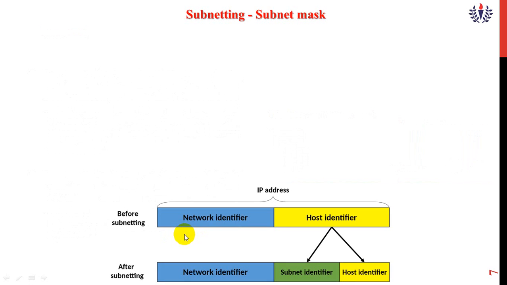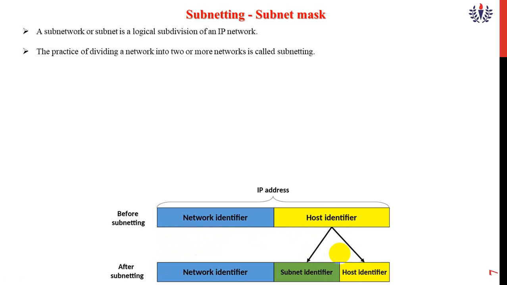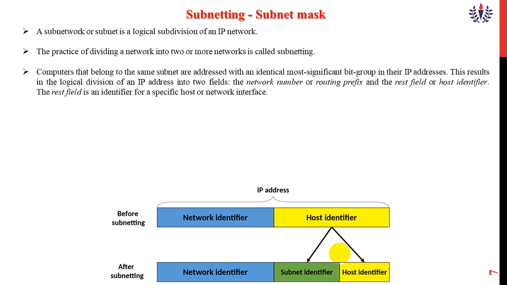Subnetting, subnet mask. You see here the combination of network identifier and host identifier called an IP address. But after subnetting, what happens? This host identifier is classified into two: one is the subnet identifier, another one is the host identifier. A subnet, or subnetwork, is a logical subdivision of an IP network. The practice of dividing a network into two or more networks is called subnetting.